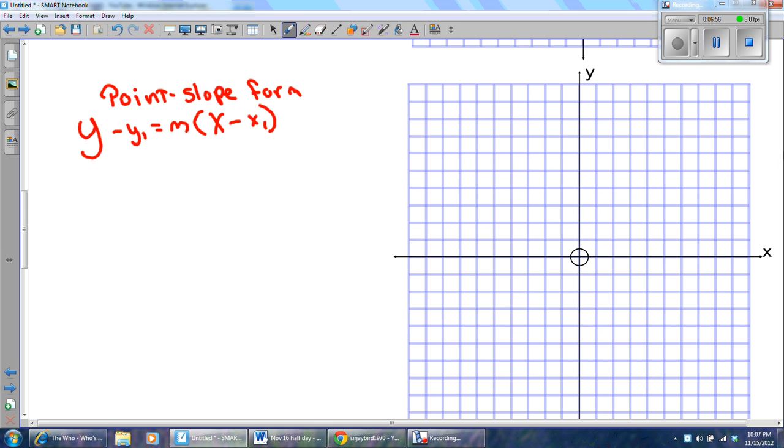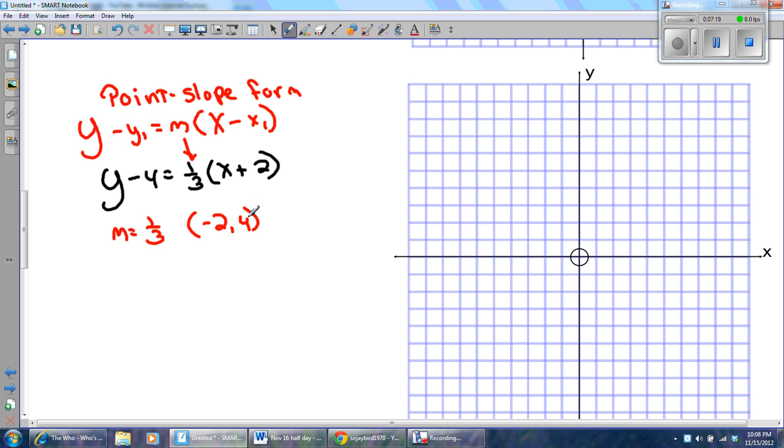So if I had an equation that looked like this, y minus 4 equals 1/3 times the quantity of x plus 2, I know two things about this equation. One, the slope is 1/3 because 1/3 is sitting in the m position. Second, the point is -2, 4. Remember, use the inverse of the numbers. Okay, there's a -4 there, that's a positive.